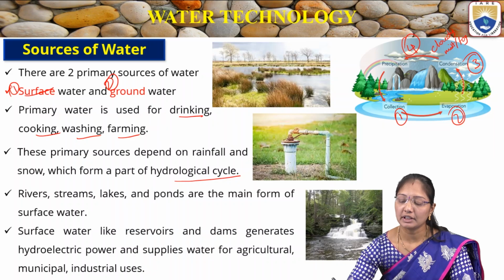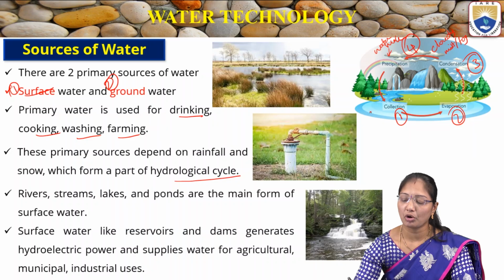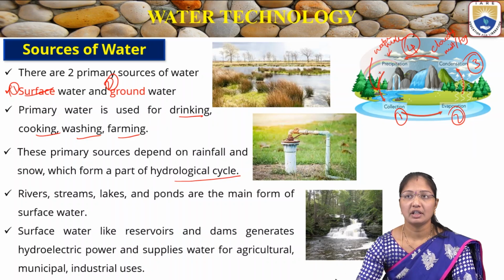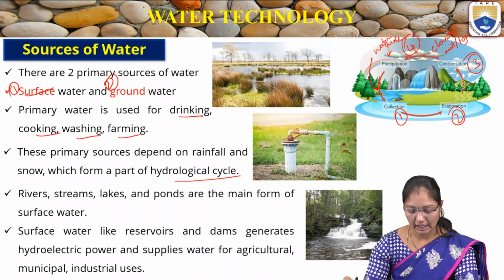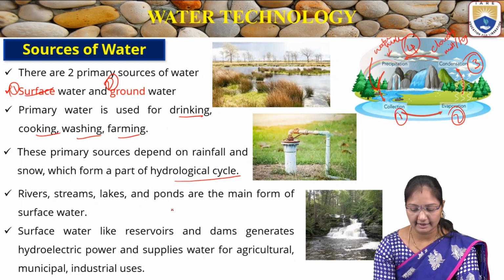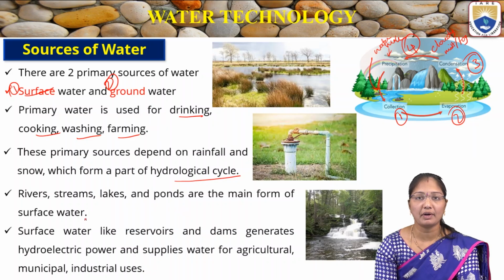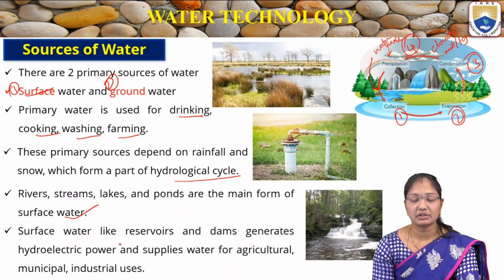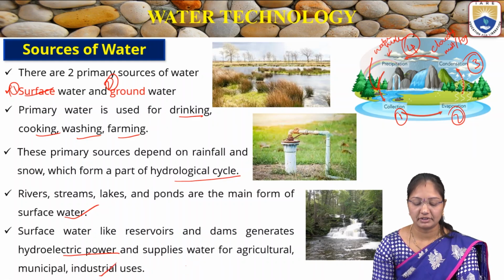So, the precipitation, these water molecules enter from the atmosphere into the water bodies through the process of collection. So this is the water cycle or hydrological cycle. Again, the rivers, streams, lakes and ponds are the main forms of surface water. The surface waters like reservoirs and dams generate hydroelectric power and supply water for agriculture, and municipal and industrial purposes.